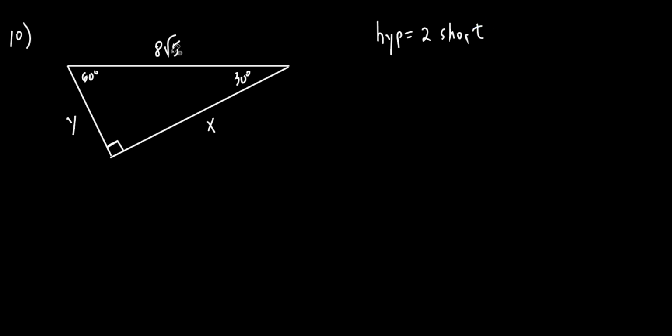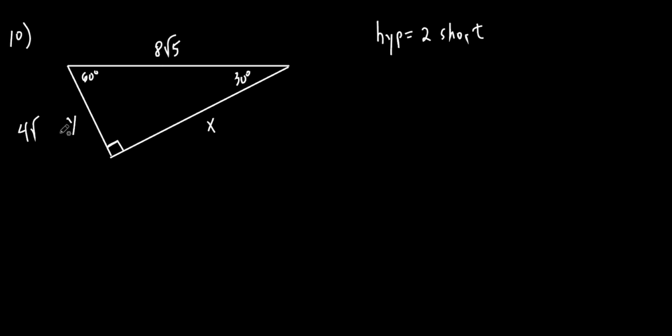You could probably do this in your head, couldn't you? So what am I going to do with that hypotenuse? If this is twice as big as this, how do I find this one? Divided by 2. That's right. So what is that divided by 2? It's 4 times the square root of 5. Very good.